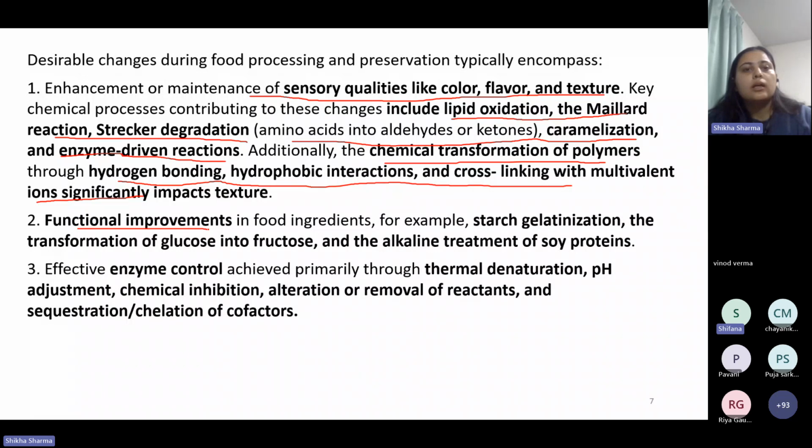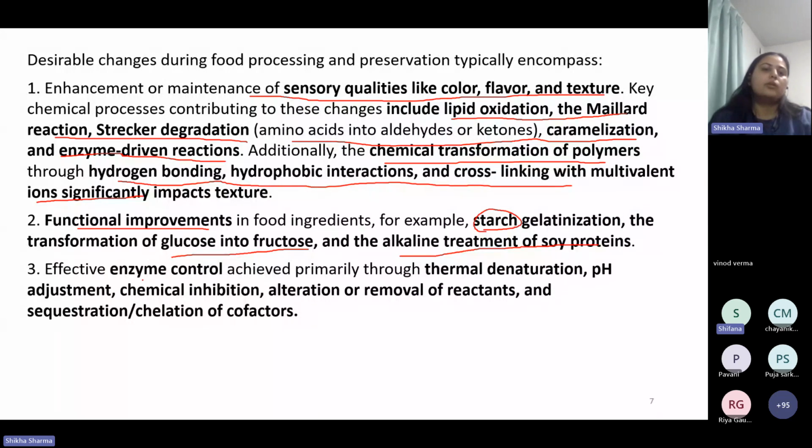And the second point, it says that when we process the food, the functional properties of the food ingredients get enhanced, like starch gets gelatinized, and it's a desirable one. And the transformation of the glucose to fructose. So we discussed just now that glucose is a higher blood sugar contributor, so we try to convert it to a better or healthier option, which is fructose. Also, the alkaline treatment of the soya protein. The soya proteins are being treated with alkali to increase their solubility and temperature resistance. So it is required. All these changes we intentionally do to get better properties.